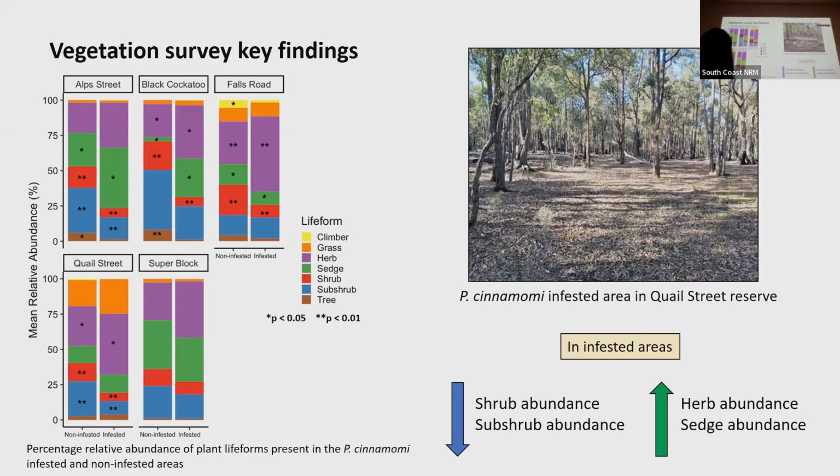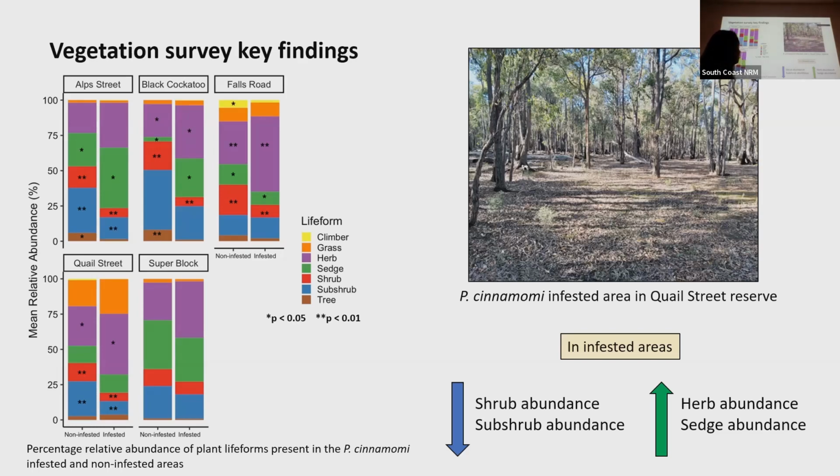So here, when you have a look at this bar graph, I have plotted the mean relative abundance percentage of each life form. So basically, I want you to have a look at the red and blue bars. Except in Superblock Reserve, in all the other 4 reserves, we have observed reduced shrub and subshrub abundance in infested areas. And the purple and green bars, herb and sedge abundance, have increased in infested areas.